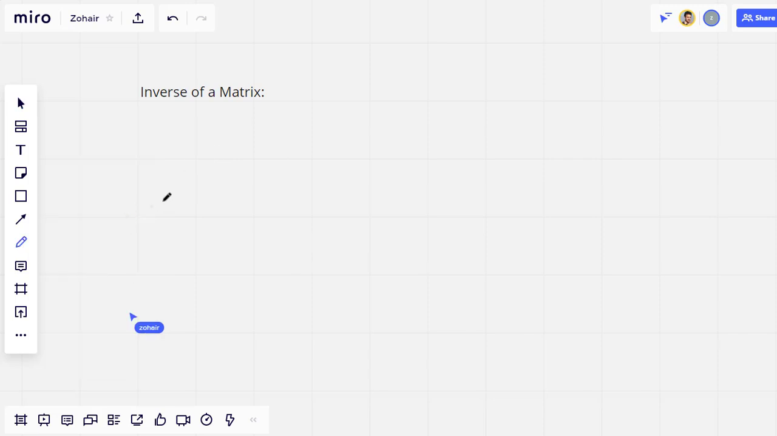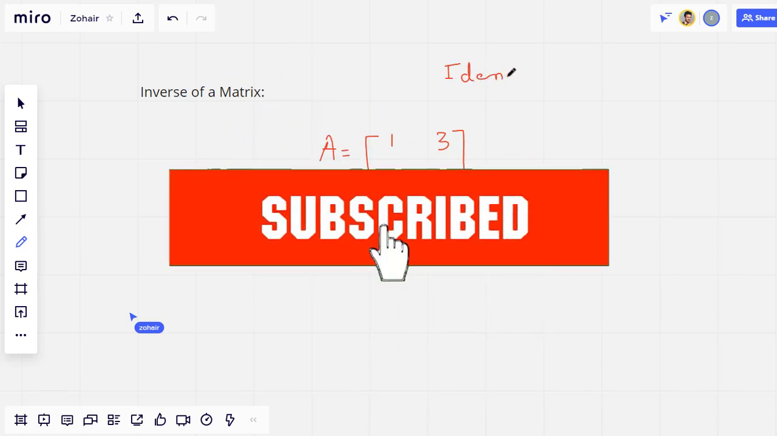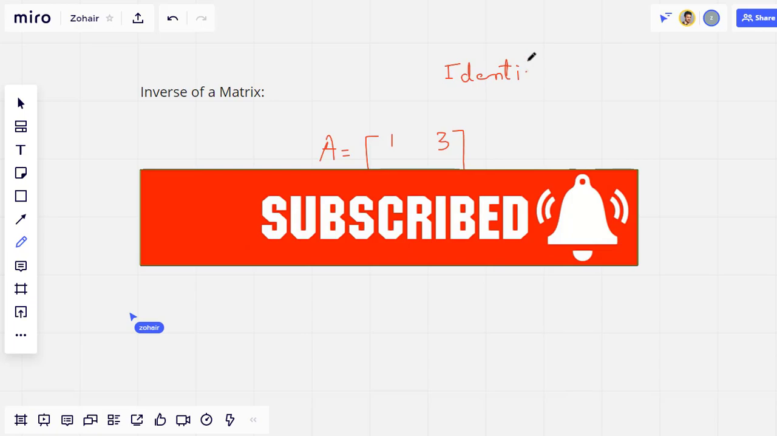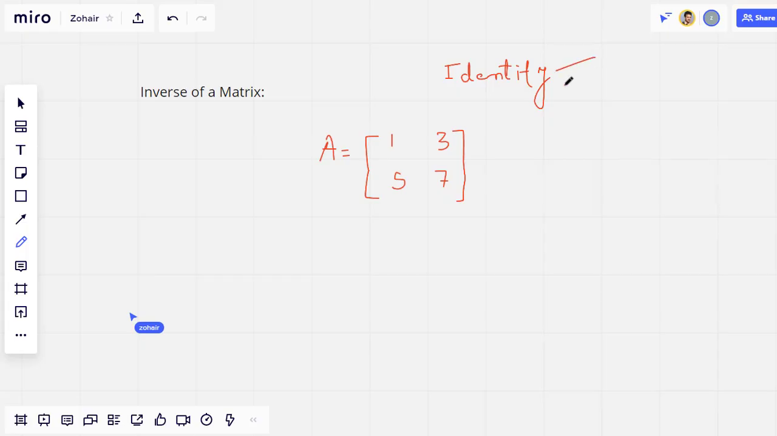So let's say here we have a matrix, let's name it A. Let's say the matrix is 1 3 5 7. Now let's just talk about identity first for some minutes. Identity is of two types. One is additive identity, and the other one is multiplicative.